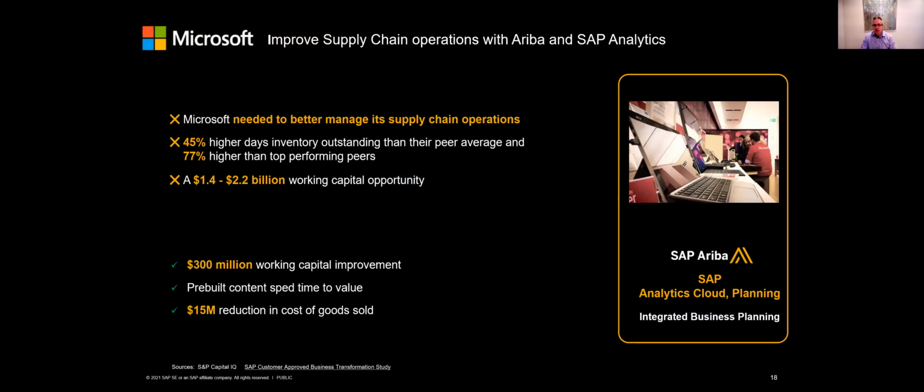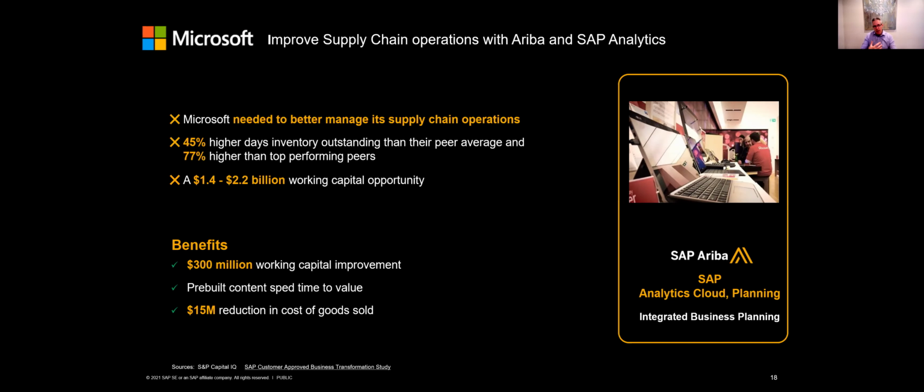And Microsoft, huge high-tech company, everyone knows Microsoft, but they needed a better way to manage its supply chain operations. Microsoft has been an SAP customer for over a decade, and they use our Ariba solution. They were having high inventory issues that they were trying to resolve, and they were seeing that they could save about $2 billion in working capital if they get their inventory costs down.